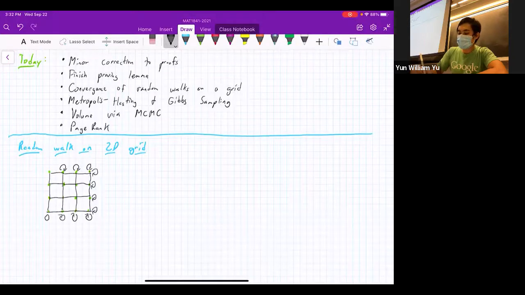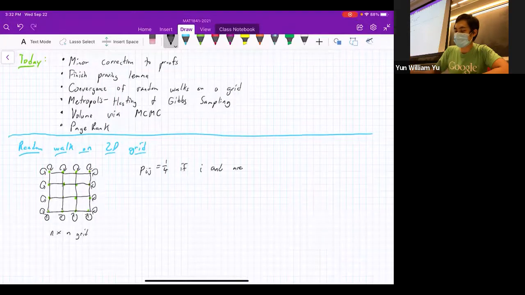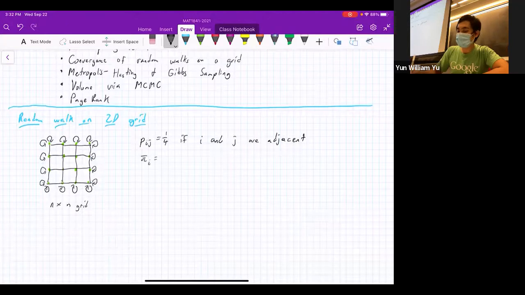So what happens if the degree of every single node is the same, as far as the standard random walk on the graph is concerned? What can you tell me about the stationary distribution? Yes, exactly. So we have now constructed a grid where the stationary distribution is uniform. Note that Pij is going to be equal to 1/4 if i and j are adjacent, because it's a standard random walk. And we know that pi i is going to be equal to 1/n² as the stationary distribution.